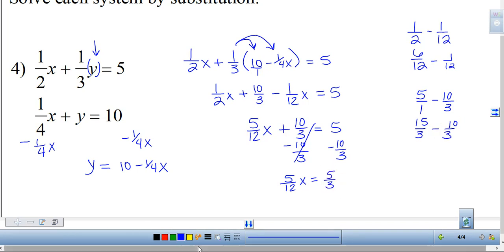Now for our final step, normally if something is multiplied, we would divide it on both sides, but you cannot divide a fraction. Instead, you must multiply by the reciprocal, 12/5.